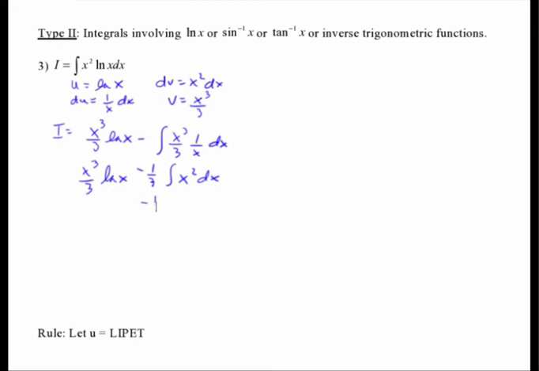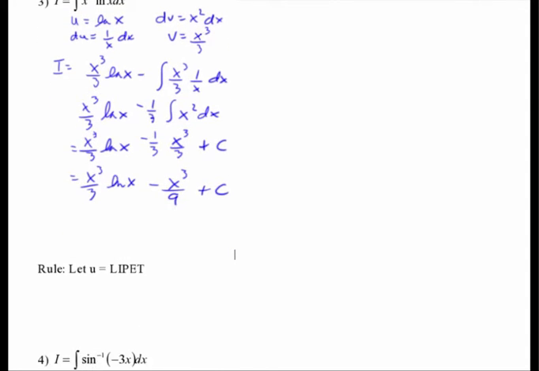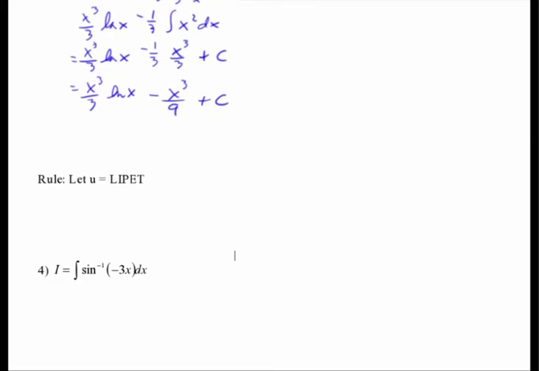So we have the antiderivative of x squared, x cubed over 3, always tack on our plus c. And now it's just a matter of cleaning things up just a little bit, and we'll say x cubed over 3 ln of x minus x cubed over 9 plus c. And that is it for that example.